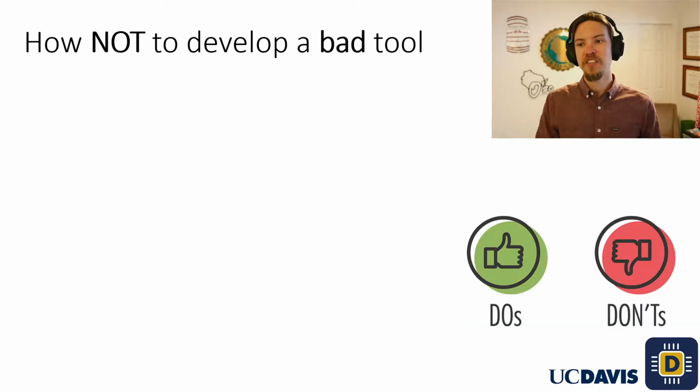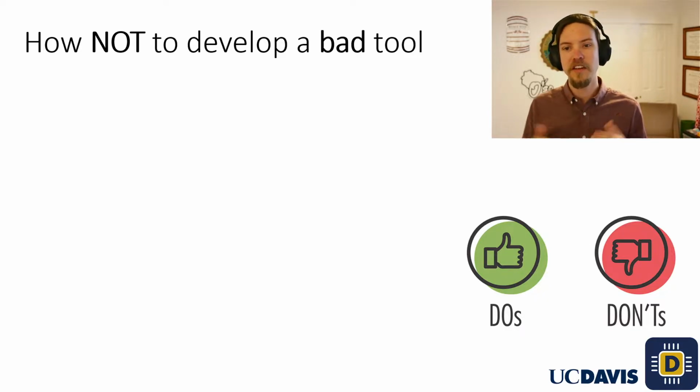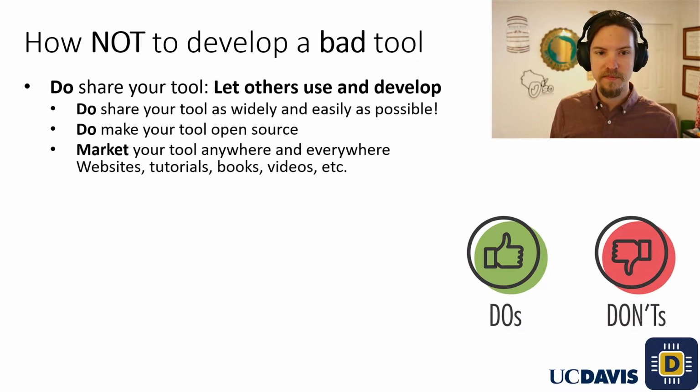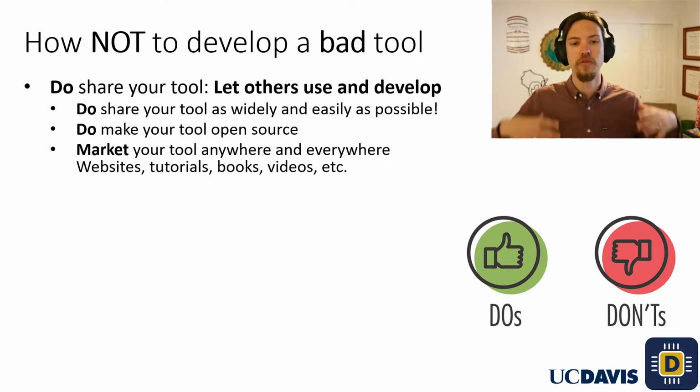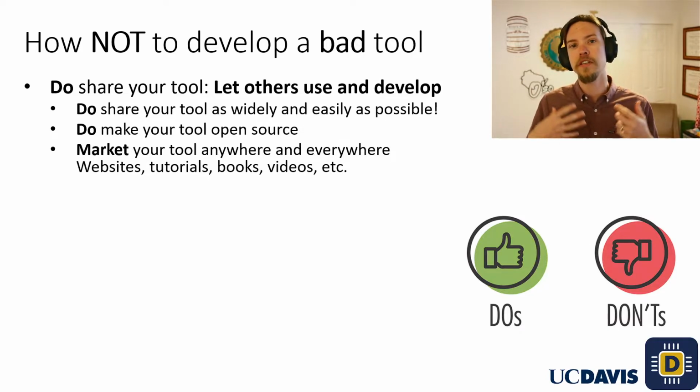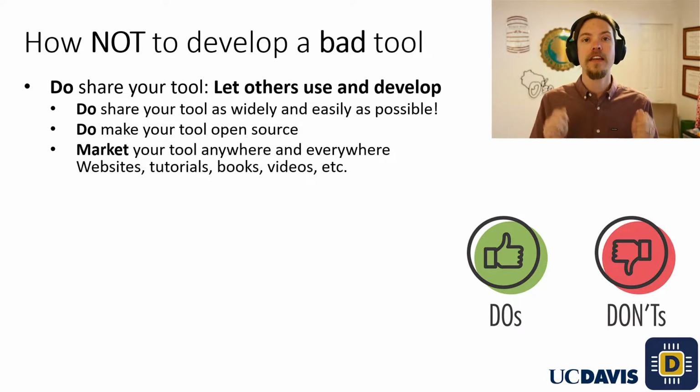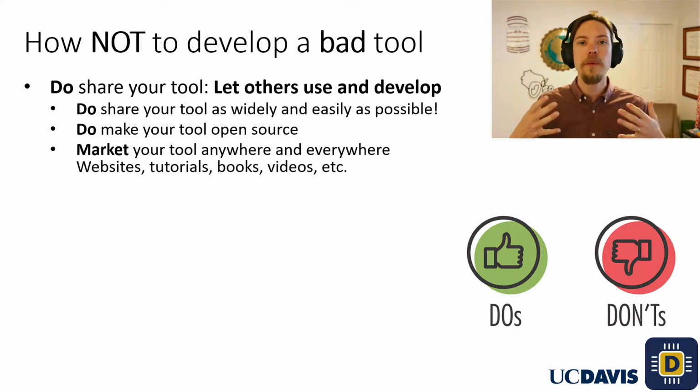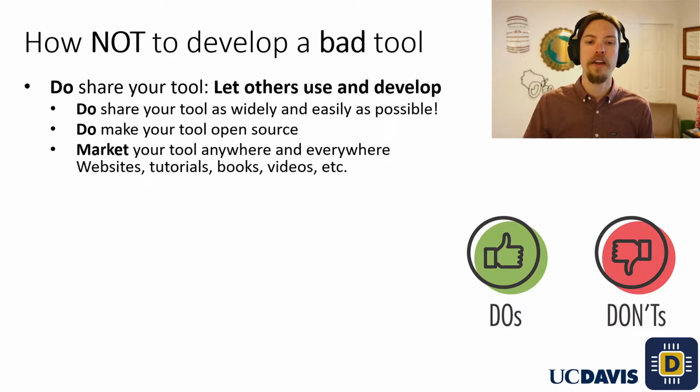Okay, so of course, those are all the things we should not be doing if we want to be developing good tools. So let's talk about what we should be doing. So do share your tool. If you want your tool to have impact, if you want people to build on top of it, if you want industry to use it, if you want to get citations, get your tool out there. Let other people use your tool and develop it. And I mean, even if it's a research idea, people will be able to build on top of it more easily if your tool is out there and available.